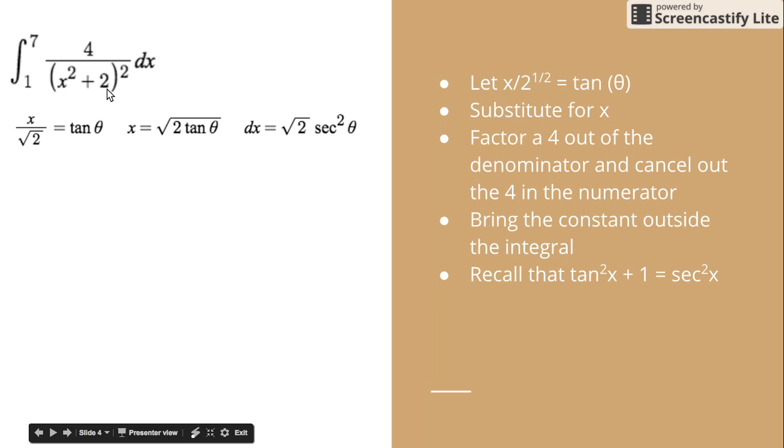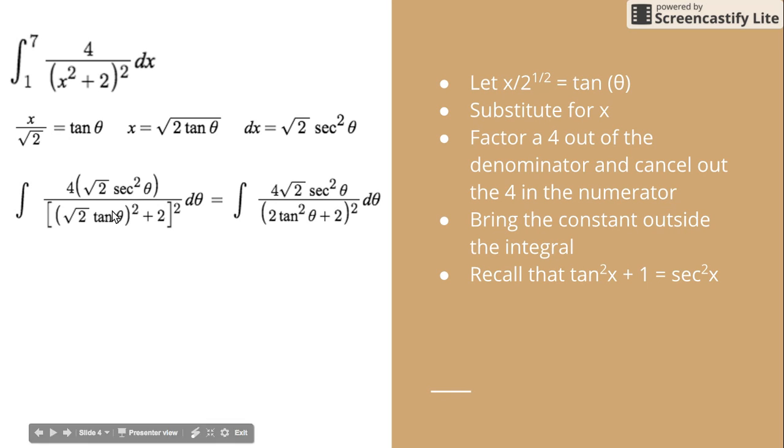So we can see that 2 is equal to a squared, so that means that a equals root 2. So we would get x equals root 2 tan theta. This is wrong, by the way. The root should not be over the tan theta. And if we differentiate that, we would get dx equals root 2 secant squared theta d theta.